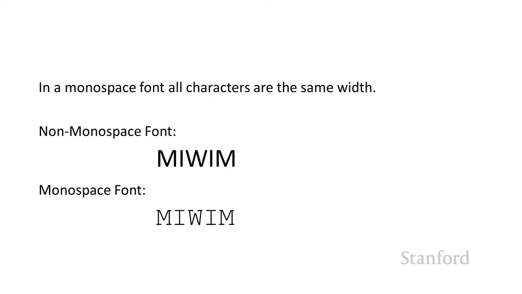In contrast, here's a monospace font. I've got M-I-W-I-M on the bottom there. And if you look, it's a little hard to tell for sure, but you can kind of see that the I's there are much wider than with our non-monospace font. M-I-W-I-M, it looks like on the bottom font, those I's are much wider than with the non-monospace font.